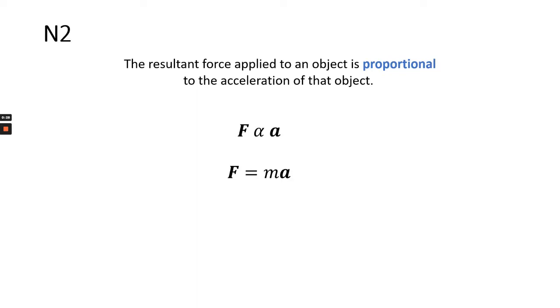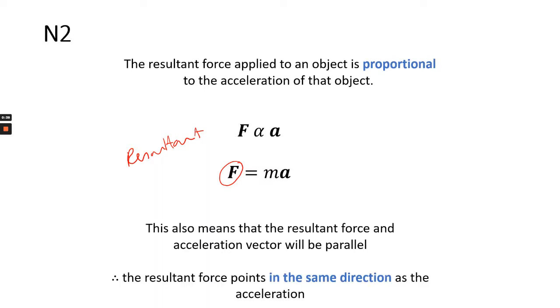Now, that means that this, which is the resultant force, it's always the resultant force, F is equal to ma, and it means that the resultant force will be parallel to the acceleration. That's because, if you remember, any vector that's a scalar multiple of another vector is parallel to it. That means the force and the acceleration are parallel, and that means that they point in the same direction.